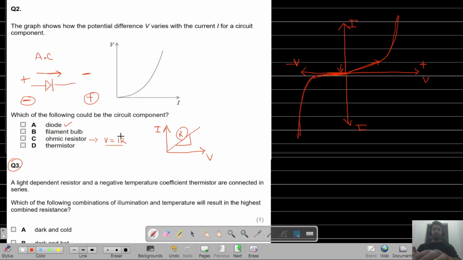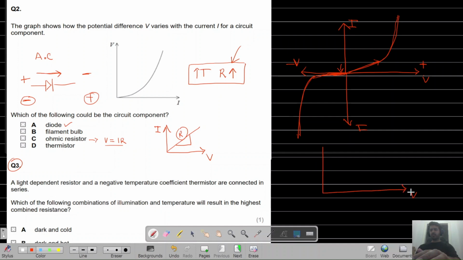But in the case of a filament bulb, if you increase the temperature of the wire, the resistance also increases. This is normally what you would expect from a conductor, because if you increase the temperature, the kinetic energy of the atoms increases, right? As a result, the electrons experience more collisions, which means higher resistance. So keep in mind that if you increase the temperature of any conductor, the resistance will also increase. This is what happens in a filament bulb.